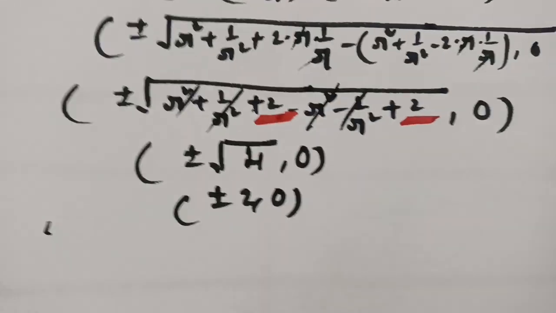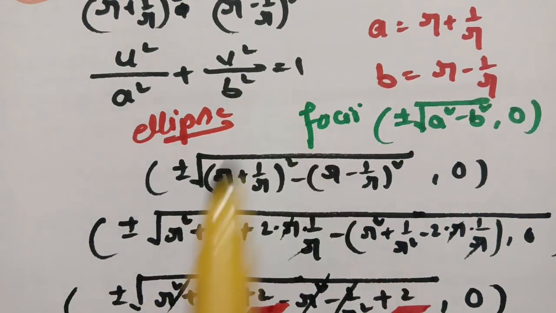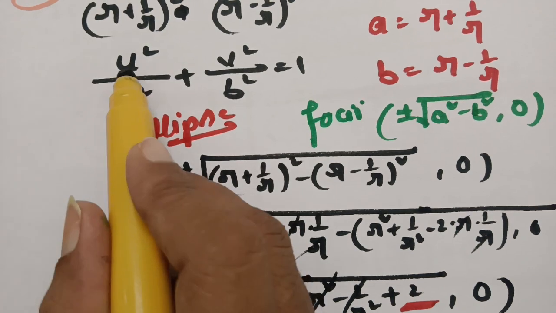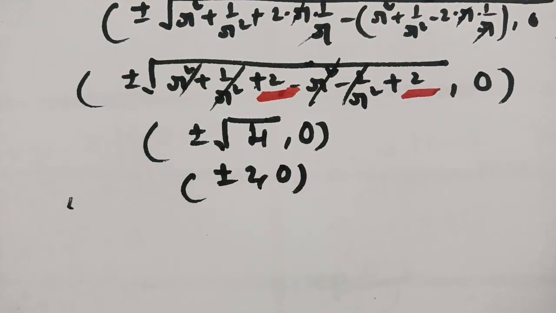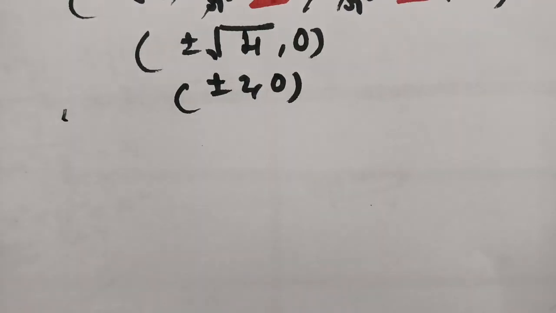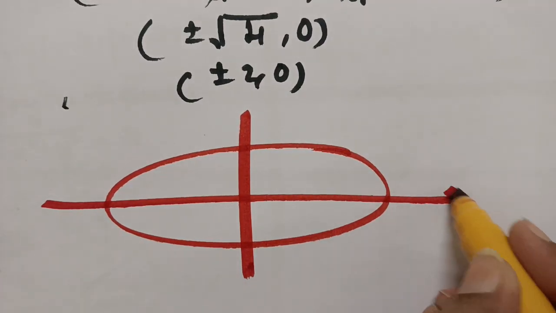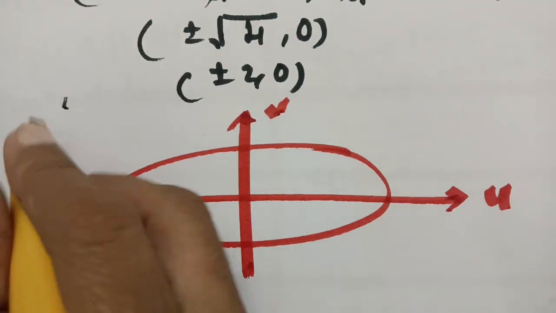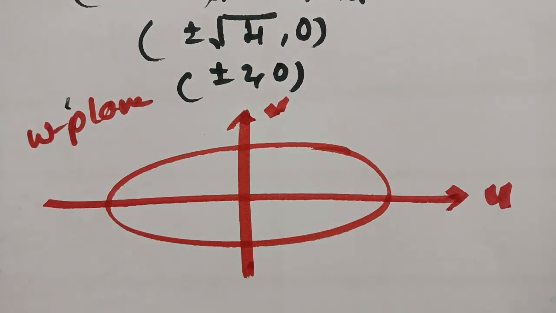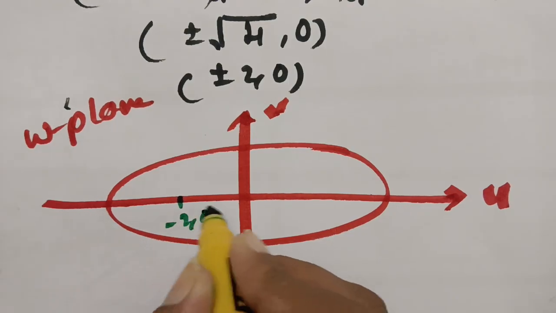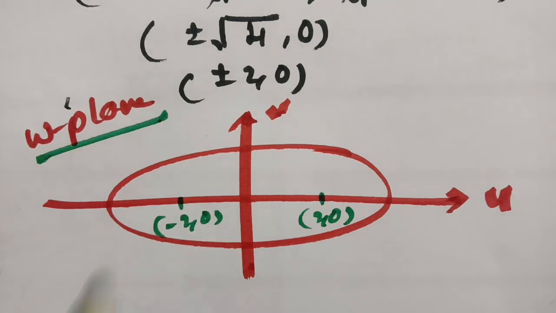Therefore you can observe that this is an ellipse equation. The ellipse equation x square by a square plus y square by b square is equal to 1. As it is W plane, this is u square by a square plus v square by b square is equal to 1 with the foci plus or minus 2 comma 0, and the shape of this is an ellipse. This is u, this is v, and this is clearly the W plane. The foci are minus 2 comma 0 and 2 comma 0. So this is the shape.